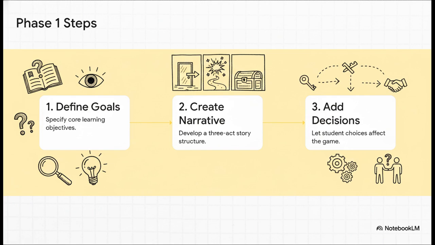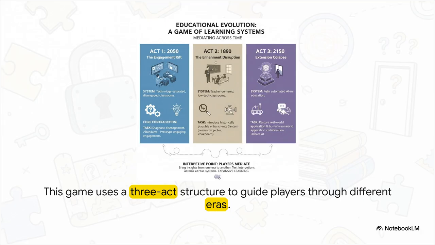So how do you actually pull this off? Well, first, you lock in your core learning objectives. What is the absolute must-know stuff you need students to walk away with? Second, you wrap those objectives in a great story, and a classic 3-act structure is perfect for this. It gives you a clear beginning, middle, and end. And third, and this is so important, you have to build in moments for them to make collaborative decisions that actually affect the outcome. Let's circle back to our educational evolution example, because it's a perfect case study for this.